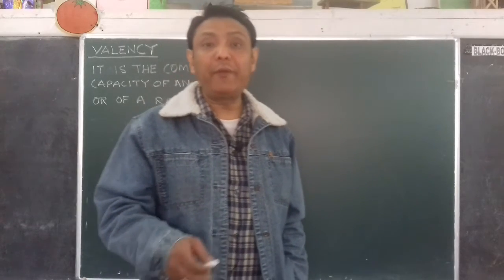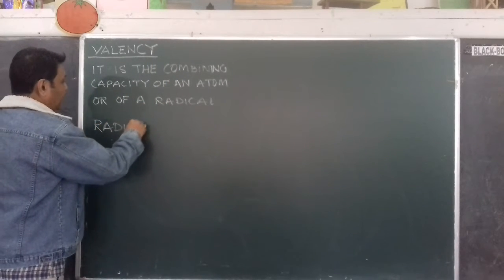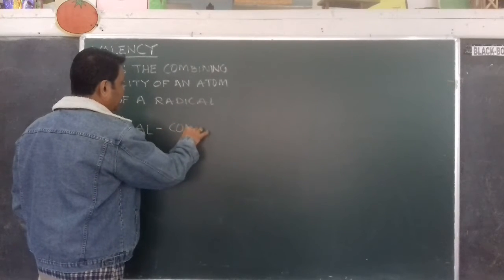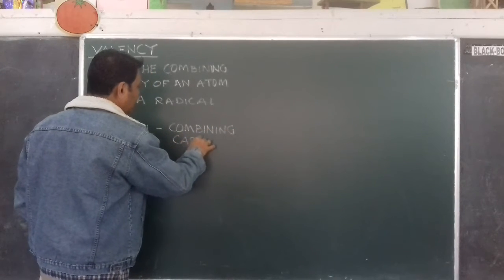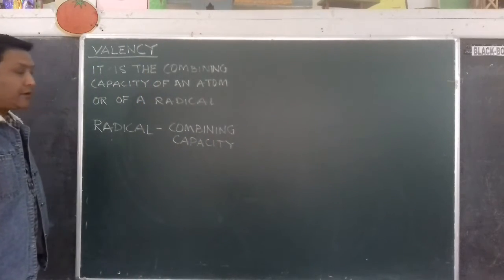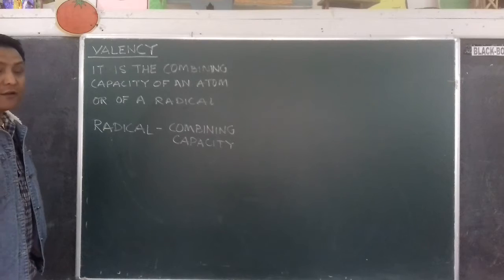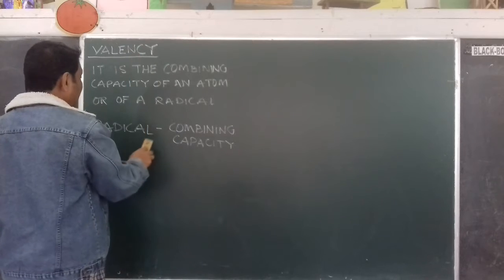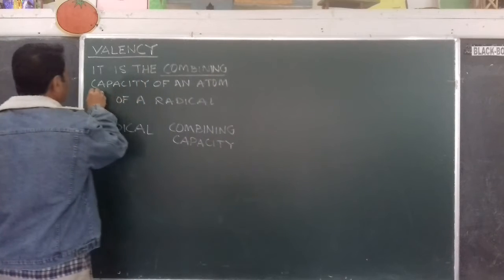Now when we talk about the radical, in short, it's the combining capacity of atoms or group of atoms which behave like a single unit. That combining capacity is known as the valency. So valency means the combining capacity, you got to remember.